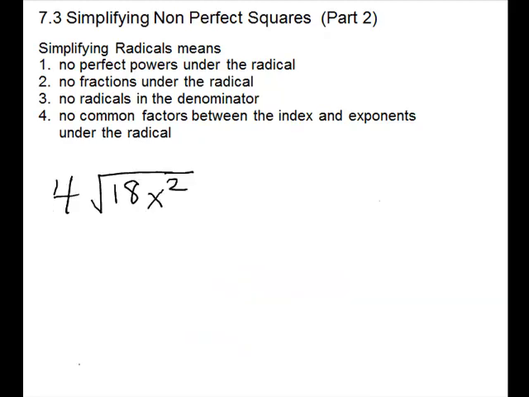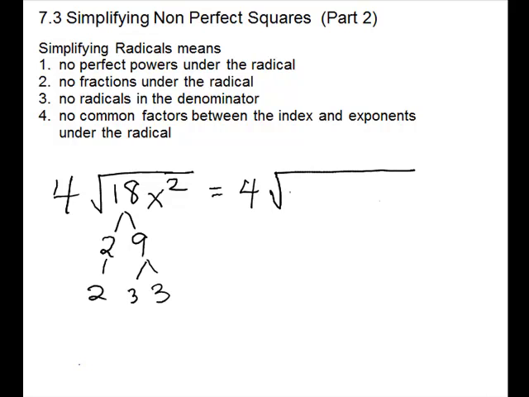For our next problem, 4 times the square root of 18x squared. So we just leave the 4 for right now because it's outside the radical. We're only trying to see can we simplify underneath. So for 18, we could do 2 times 9. And 2 won't break. 9 will do 3 times 3. And we have 2 x's. So I'm going to carry my 4 over so it'll all be together. I have a 2, 2 3's, and 2 x's.